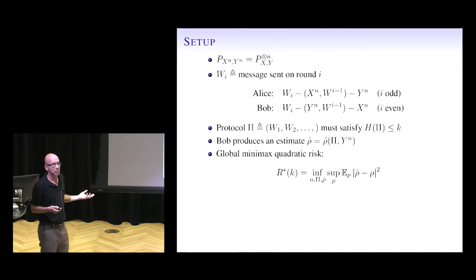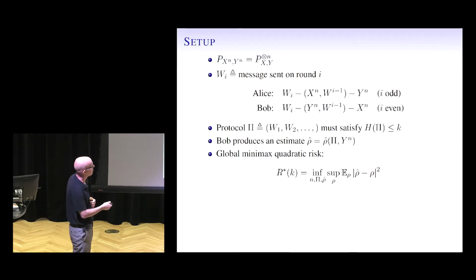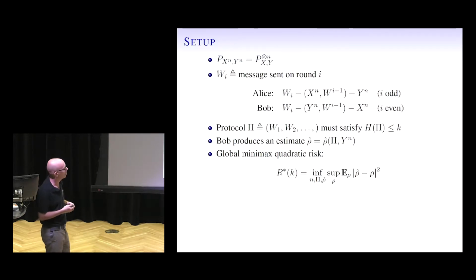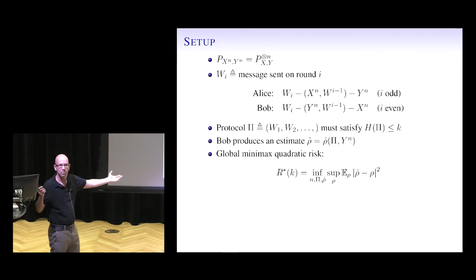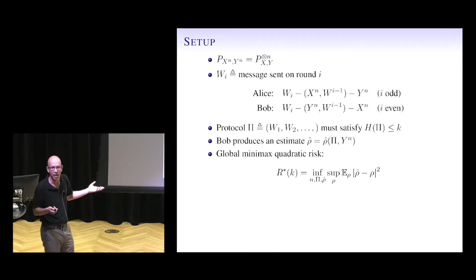We're going to care about the minimax quadratic risk, specifically the global minimax quadratic risk, which is this function. So we're fixing some rho. It's unknown, but let's think about some rho. We're looking at the expected quadratic error of the estimator, and we're taking the supremum over rho. So we're taking the worst case correlation for this MSE. And then we're taking the infimum over all protocols, all estimators, and all dimensions. So this is the best you can do in the worst case. And we're going to call this R star. So it's a function of k. K is held fixed. K is the number of bits.